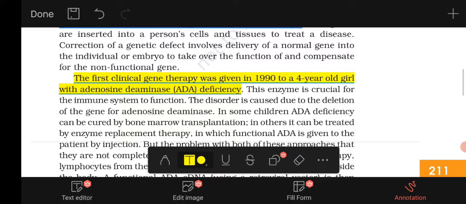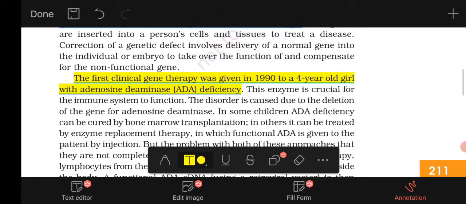So the person's immunity becomes very low, and they become highly sensitive to antigens present in the environment, or many bacteria and other pathogens. They can easily infect the person, and it is very fatal. Like the person can easily get tuberculosis, or even a common cold can become very severe for that person. So this enzyme is crucial for the immune system to function.